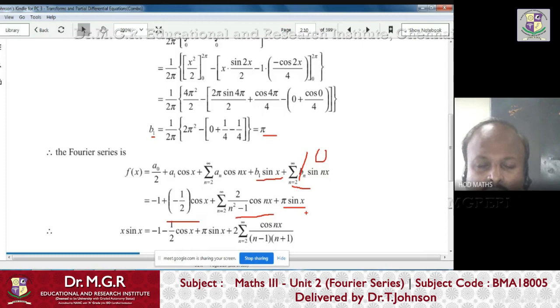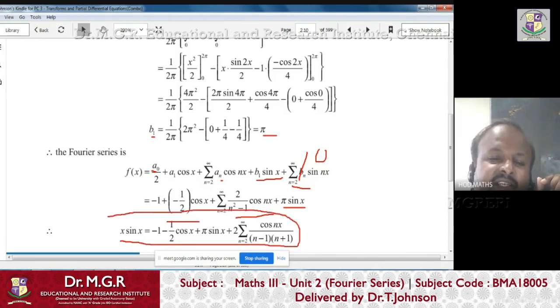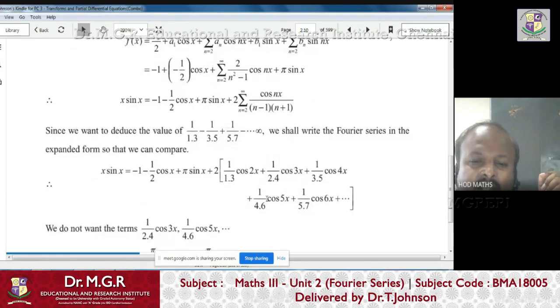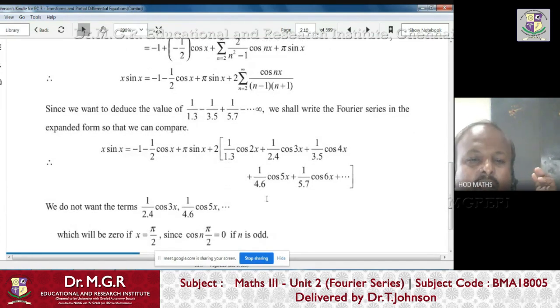So here what they are doing now, they are not solving anything. They are simply substituting in the Fourier series: wherever a naught is there, whatever they found for a naught, they simply put here. Similarly, whatever an they found they put here, and bn they put here, right? And finally, this is the Fourier series representation for the given function. So I take some 10 minutes more time, because we can't do it in different classes; in a single class I have to explain, then only you can understand.